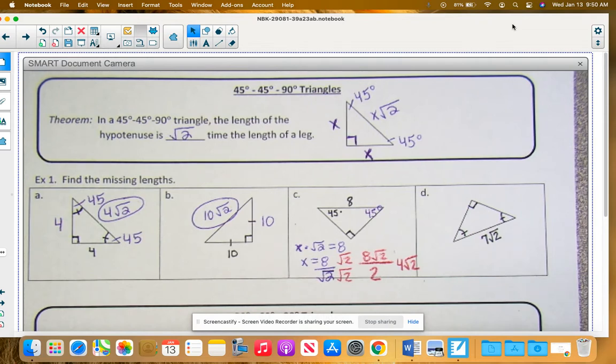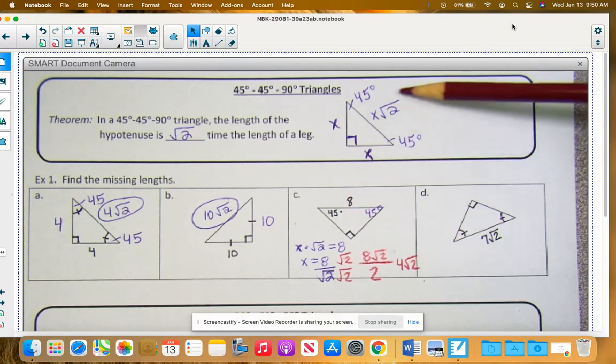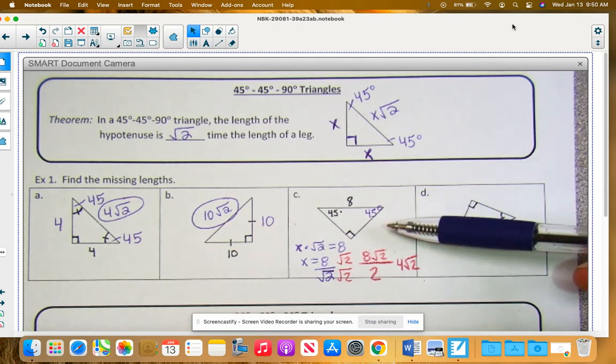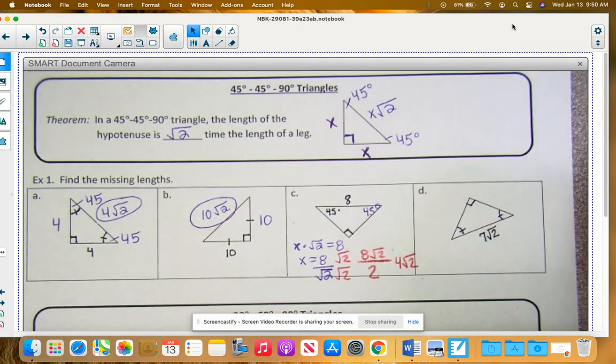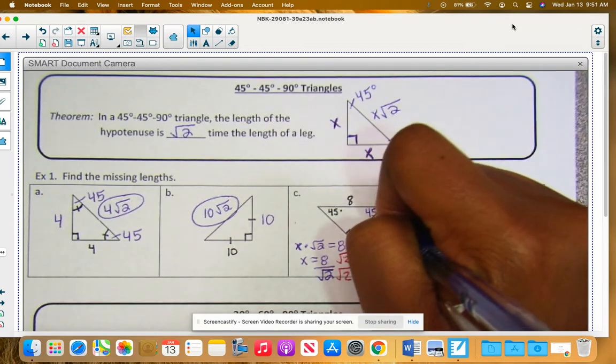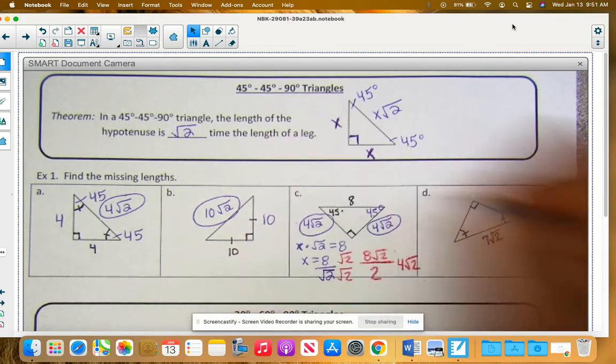So I had to do a little bit more work than I did for the first two, because for the first two I was looking for the hypotenuse, as opposed to C where I was given the hypotenuse. So if you're given the hypotenuse, you can take what it is equal to, which is x square roots of 2, and set up an equation and solve. So my answer for this is that my leg lengths are both 4 square roots of 2. So this leg length is 4 square roots of 2, and this leg length is 4 square root 2.